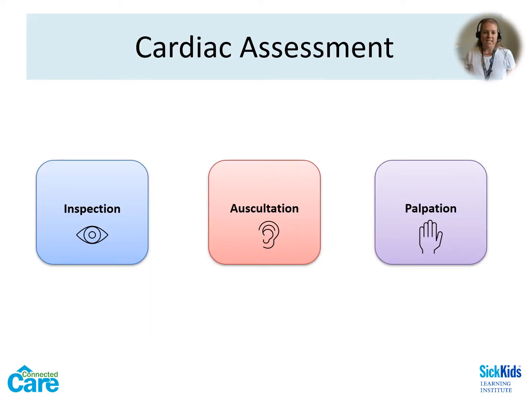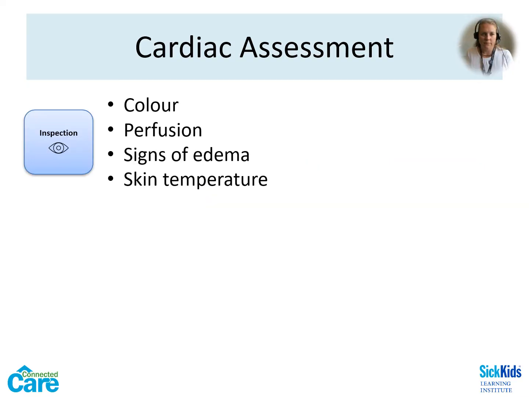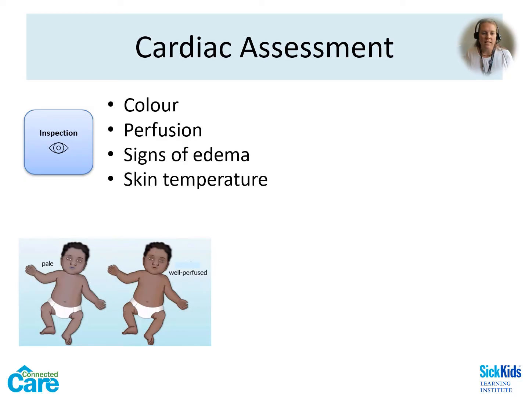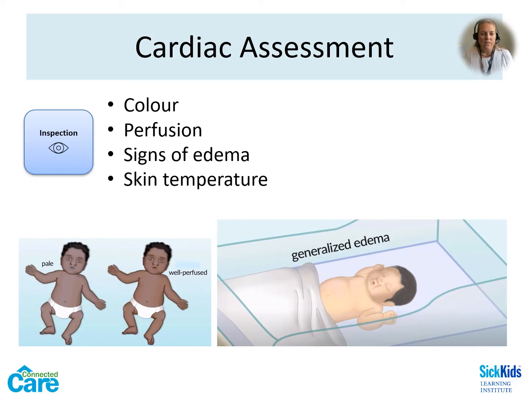Similar to the respiratory system, the cardiovascular system assessment includes inspection, auscultation, and palpation. We will go through each of these separately. During inspection, you are looking for the color and perfusion of the child. What is the color of their skin? Is it appropriate for their skin tone, or is it at their baseline? What is the child's perfusion? Are they pale or are they well perfused? Do you notice any signs of edema or swelling? This may be more noticeable around the eyes, the hands or the feet, the ankles, or the genitals.